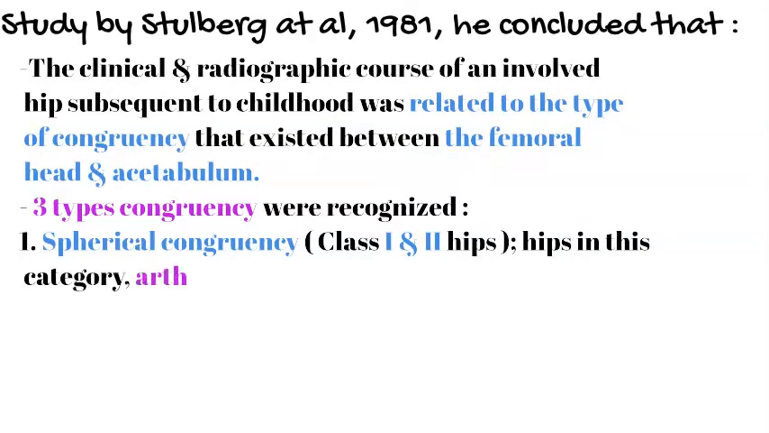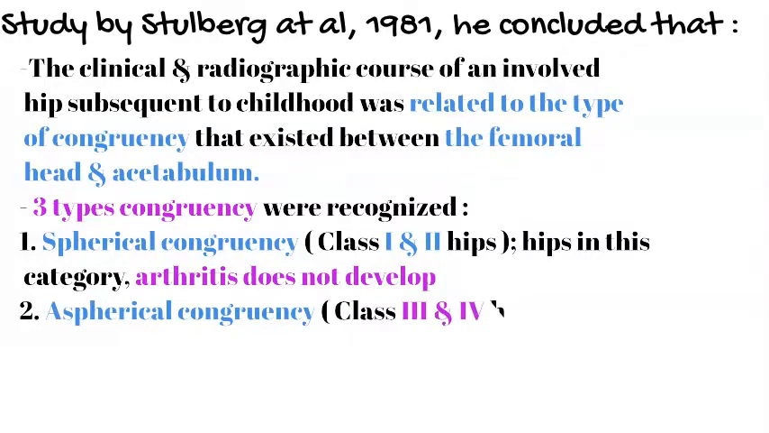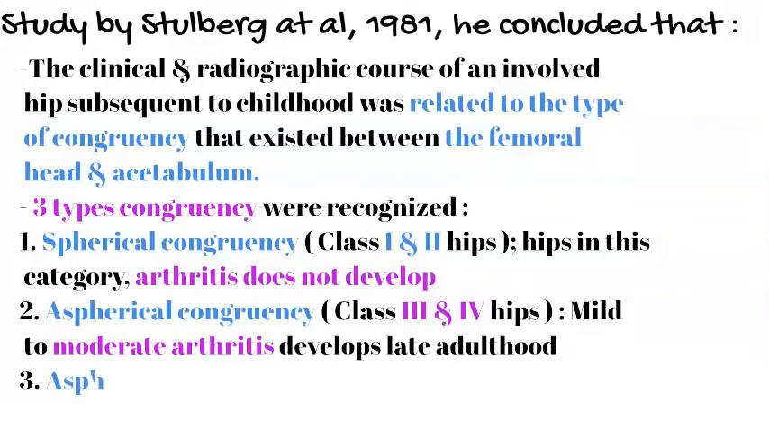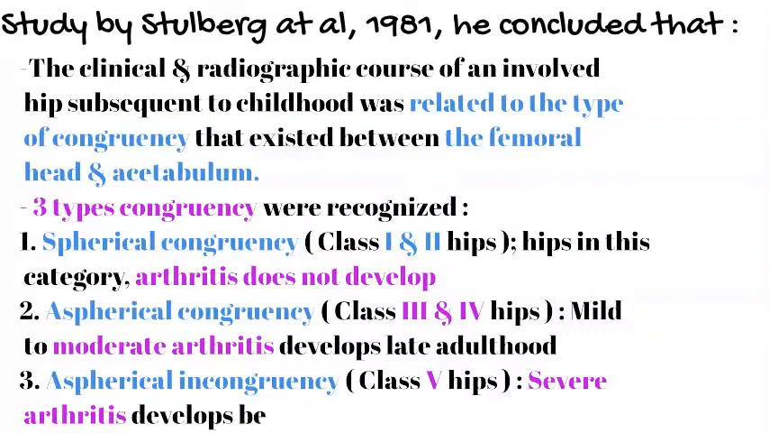Number 1, spherical congruency in class 1 and 2 hips. In hips in this category, arthritis does not develop. Number 2, aspherical congruency, class 3 and 4 hips. Mild to moderate arthritis develops in late adulthood in these hips. Number 3, aspherical incongruency in class 5 hips, whereby severe arthritis develops before the age of 50 years old.